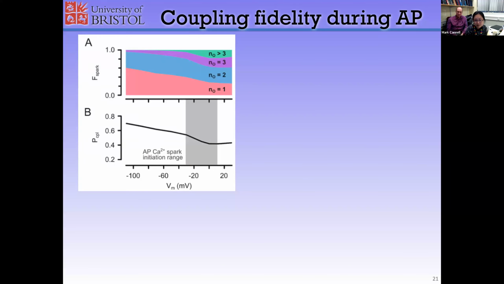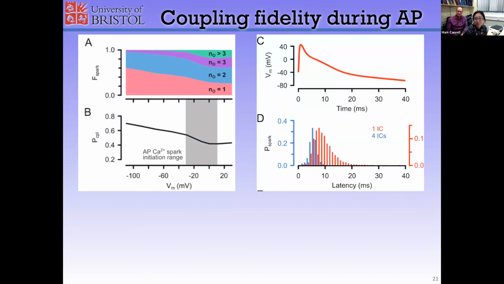But to get at this from another angle, we input the experimental AP waveform into our model and use this to generate calcium release latencies. We did this for the case of 1 initiating complex per couplon, that's in red, as well as 4 initiating complexes per couplon. And we found that this arrangement could reproduce the experimental data that I showed earlier. I'll try to overlay them now to show their good agreement.